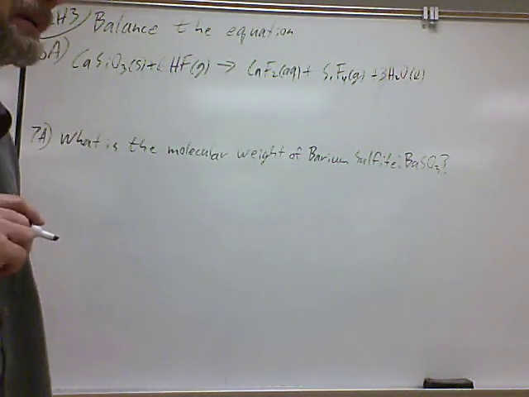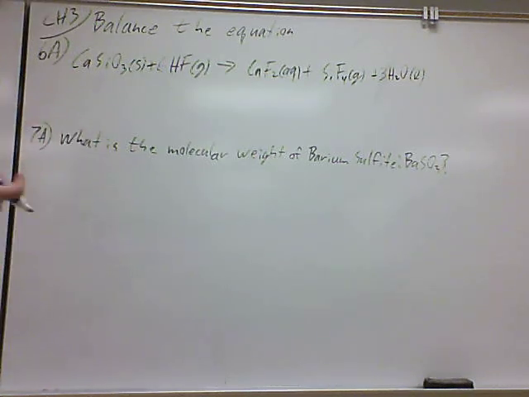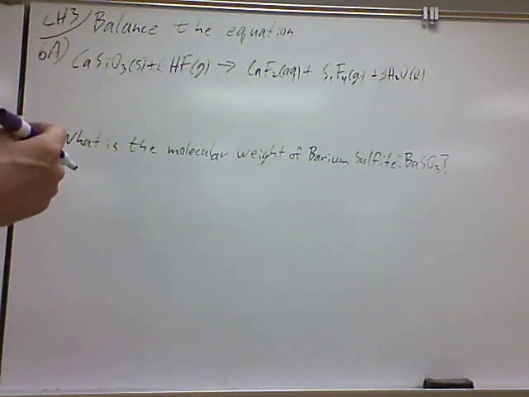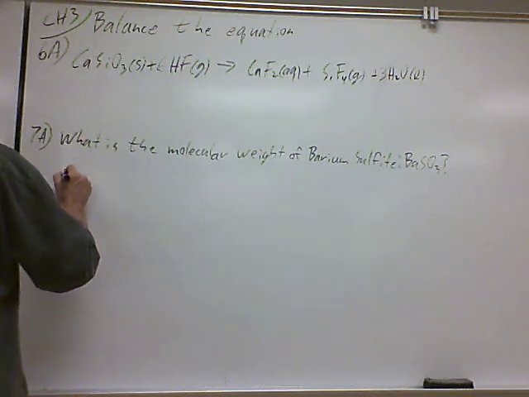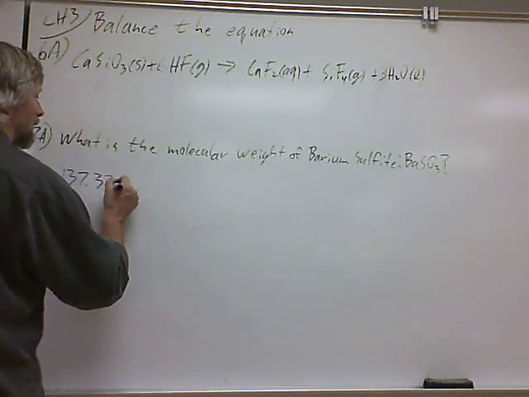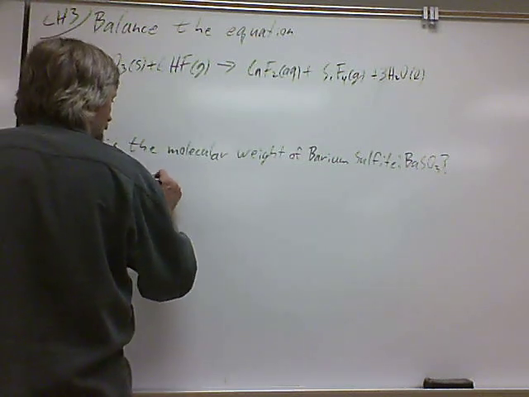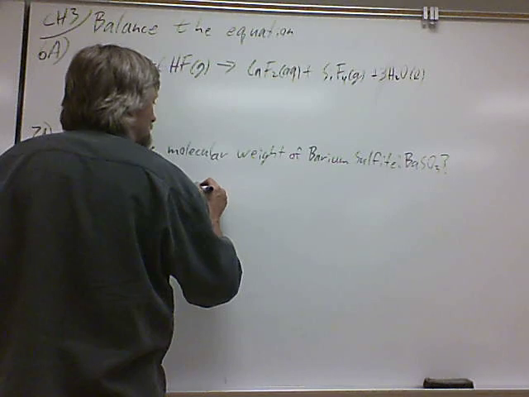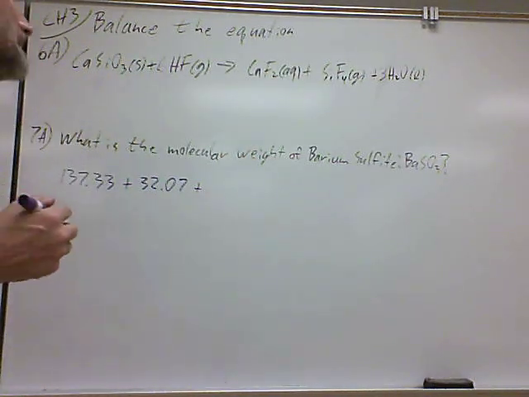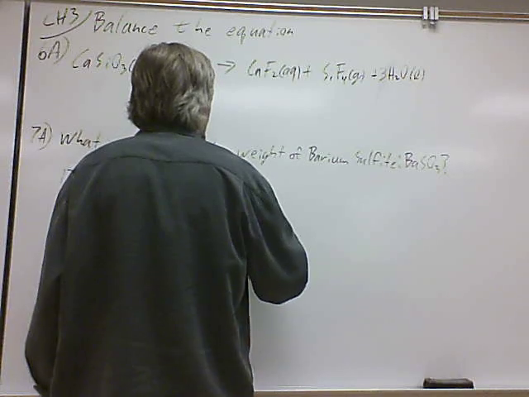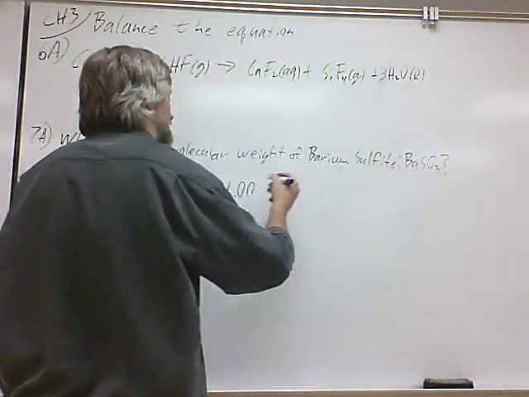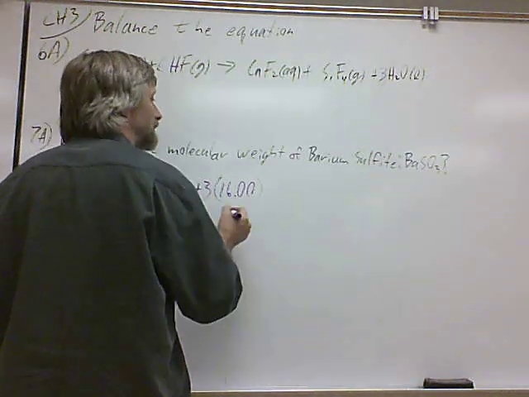So we have 1 barium, barium to 2 decimal places, which is, I would prefer at least 2 decimal places on molar masses. So that would be 137.33. And sulfur will be 32.07. Oxygen to 2 decimal places is 16.00. But we have 3 oxygens, so we multiply this by 3.